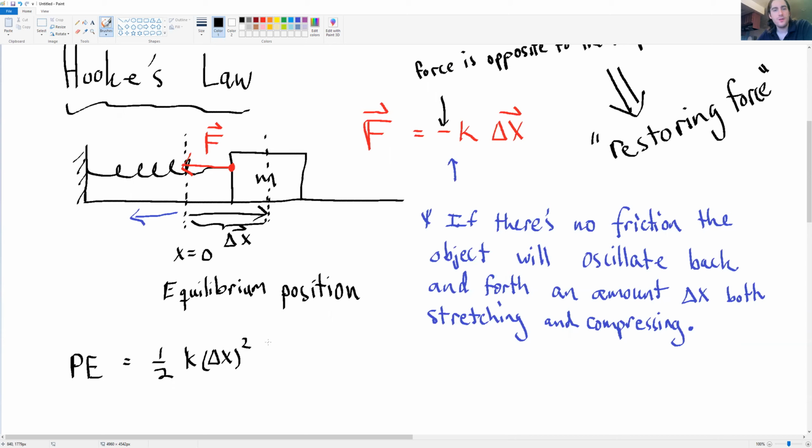And what's nice about this formula is it's kind of like 1/2 mv squared, right? So it looks a lot similar. So this is the idea behind Hooke's law. This is not exactly what we're doing today, but it's a good warm-up for what we're doing today.